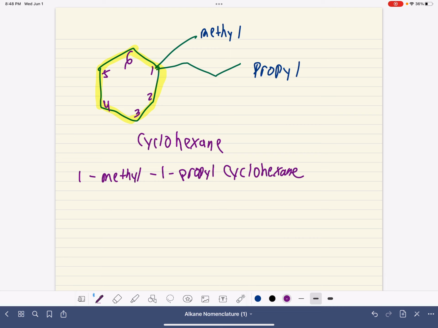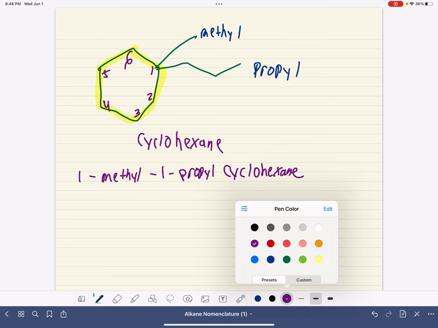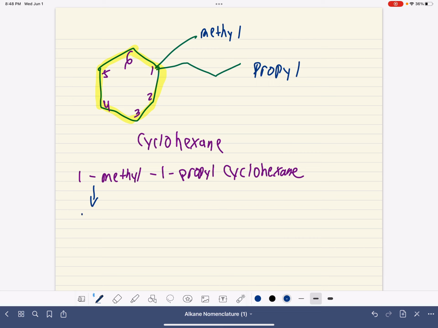So we follow that same naming structure. We have the first substituent in alphabetical order, the second, and then we attach the substituent name with the parent chain name, this being cyclohexane because the cyclo means it's a 6 carbon ring. So if we break this name down a little bit, this tells us we have a methyl at position 1. This tells us we have a propyl also at position 1.